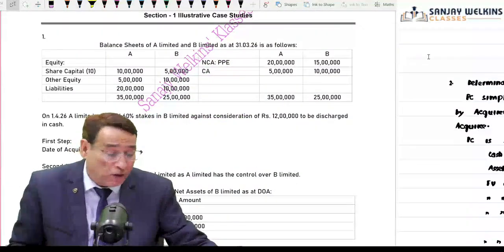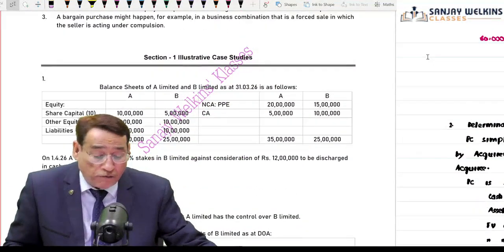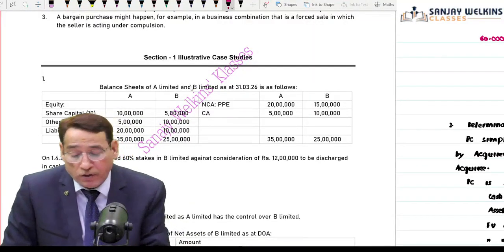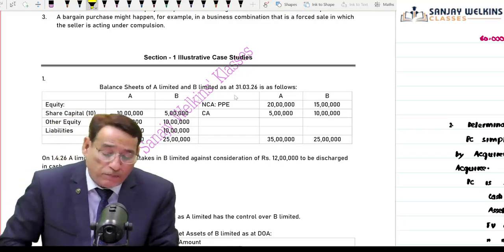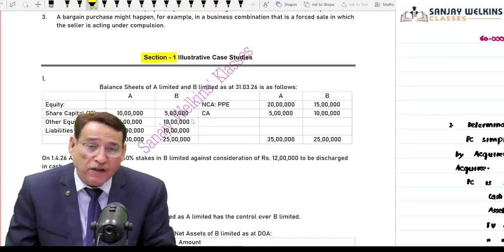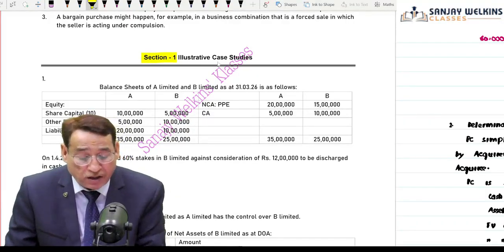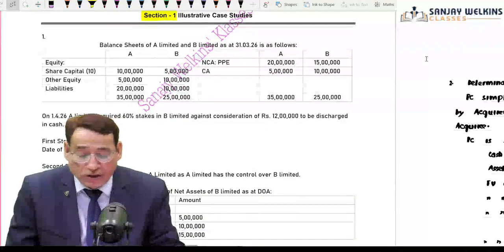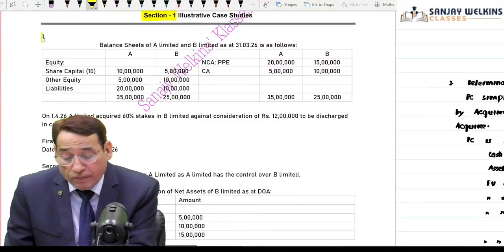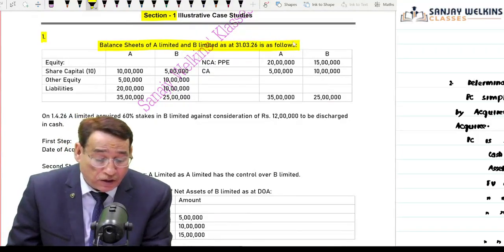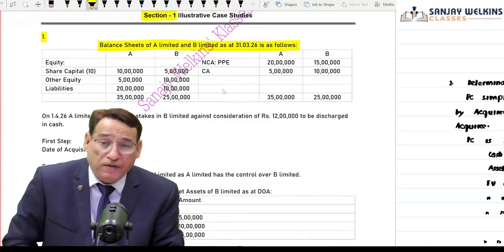Come over to this particular question, Section 1. First of all, if you have the books, kindly open your Section 1. Those among you who have already subscribed to our books, kindly open first of all Section 1, Ind AS 103. I'm talking about illustrative case studies. This is your first section. In this particular section, I have given you a question. The balance sheet of A and B Limited as on 31st of 3/2026 is given to you.